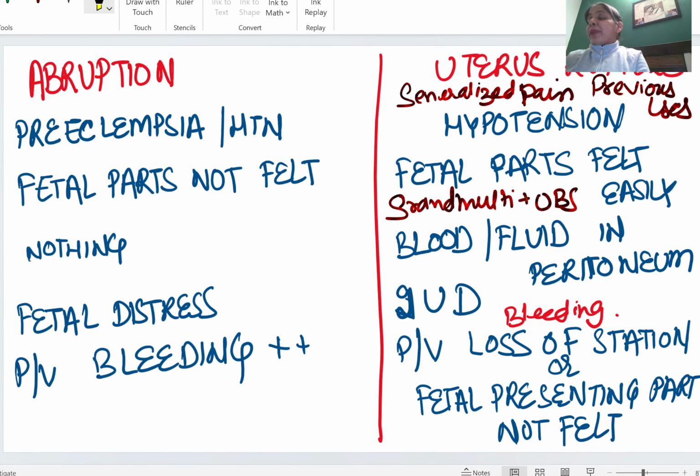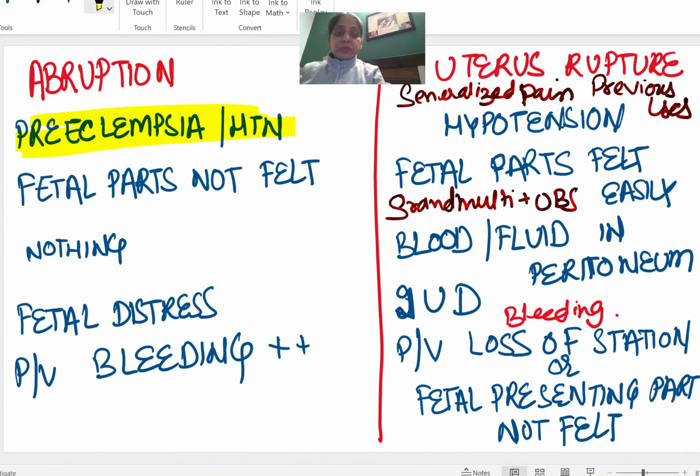In abruptio, you all know hypertension is the risk factor. Whereas in uterus rupture, there is hypotension, because there is a lot of bleeding. Now remember, if hypertension is given, it is abruptio. If hypotension is given, it is uterus rupture. Then fetal parts are not felt in abruptio.